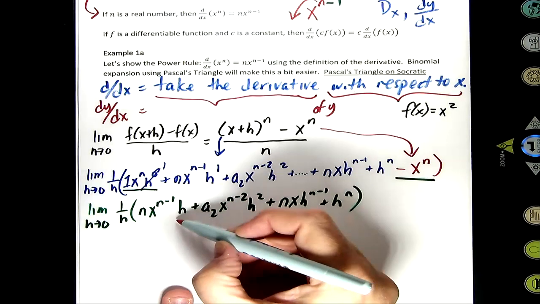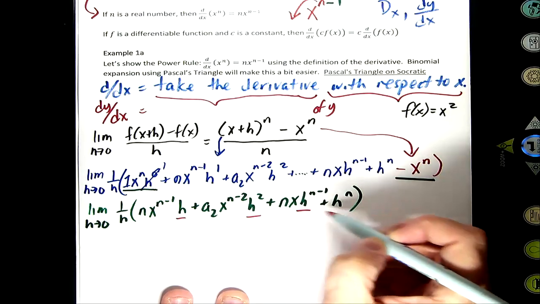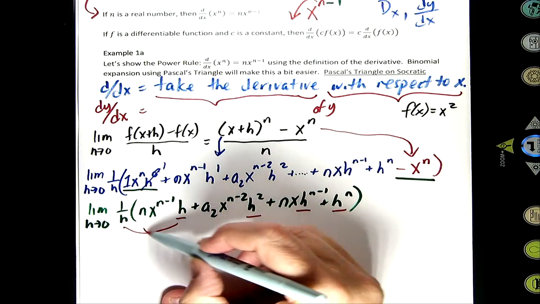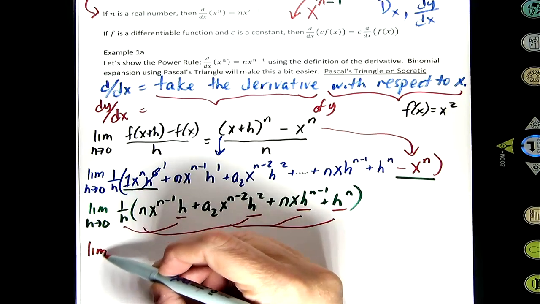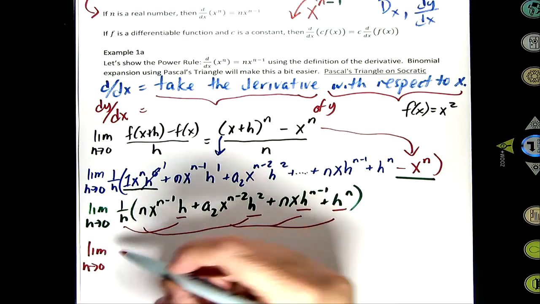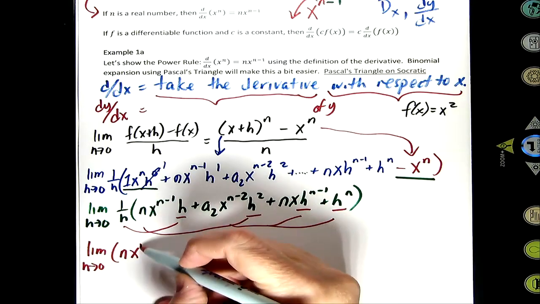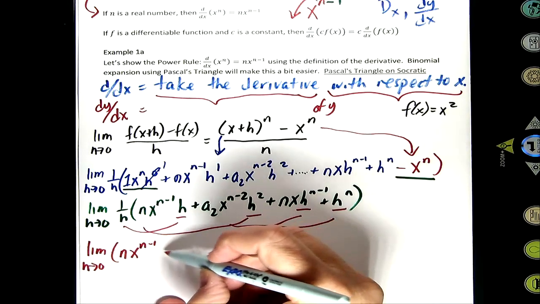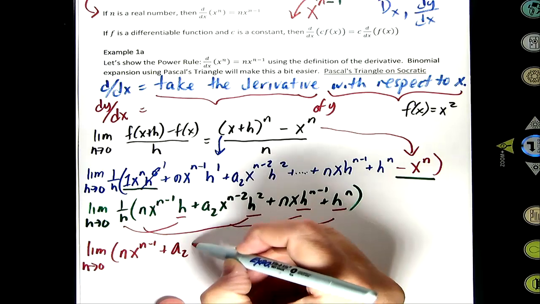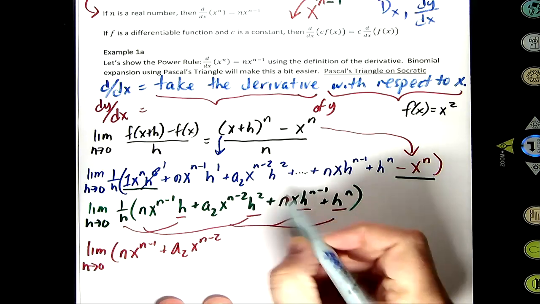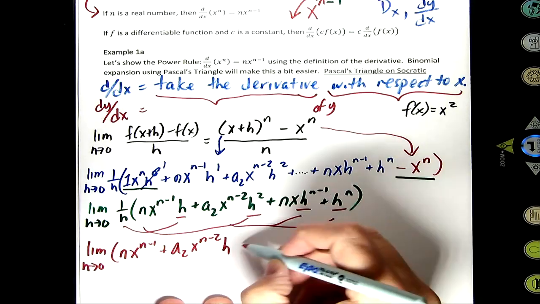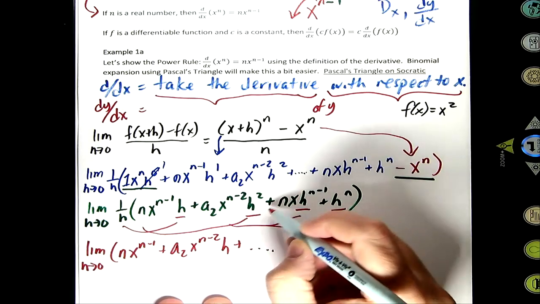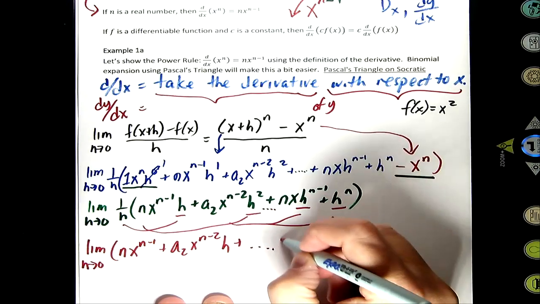Each of these has an h in it. So we can multiply the 1 over h in. And we'll get limit as h goes to 0 of n x to the n minus 1 plus a2 x to the n minus 2. H squared goes down to h. I didn't put my dots in there. I should have.